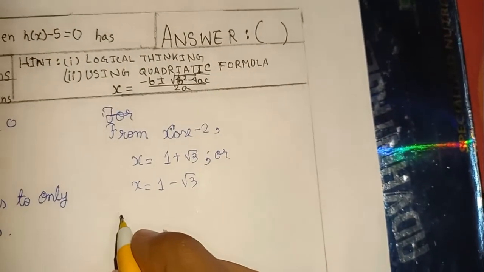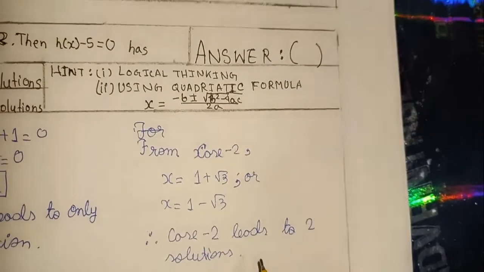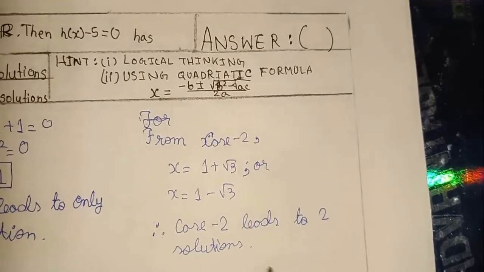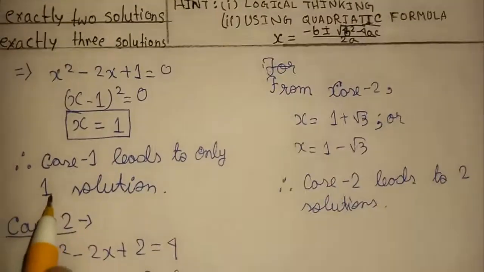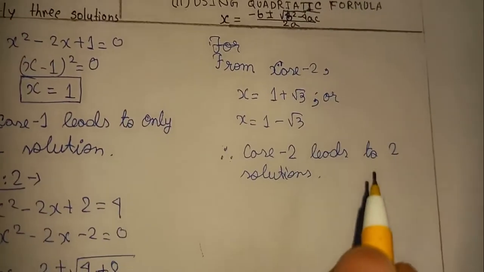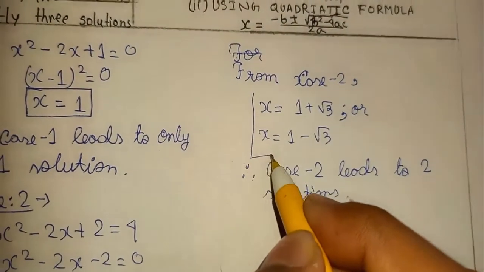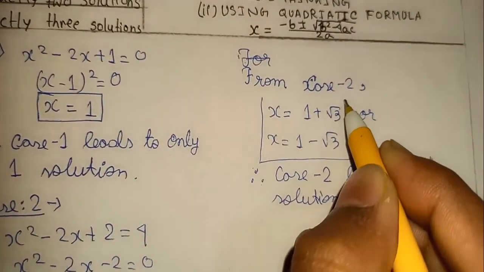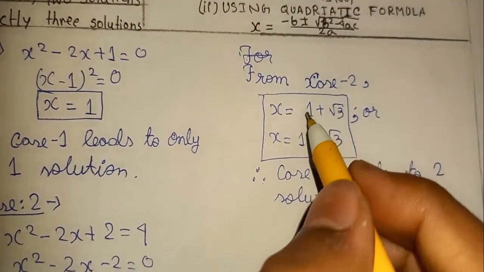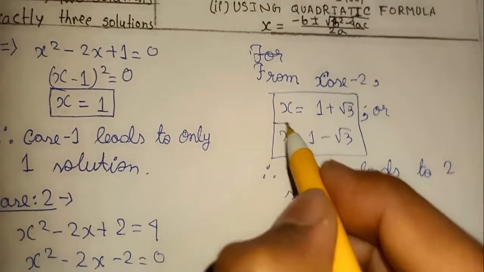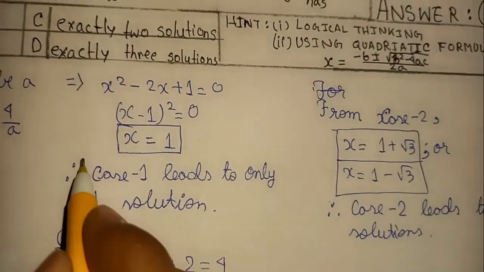Hence we can write case 2 leads to two solutions. Thus case 1 leads to one solution and case 2 leads to two solutions. And we see that all the solutions are unique to each other, because x equals 1 plus root 3 is different from 1 minus root 3 and again different from 1.